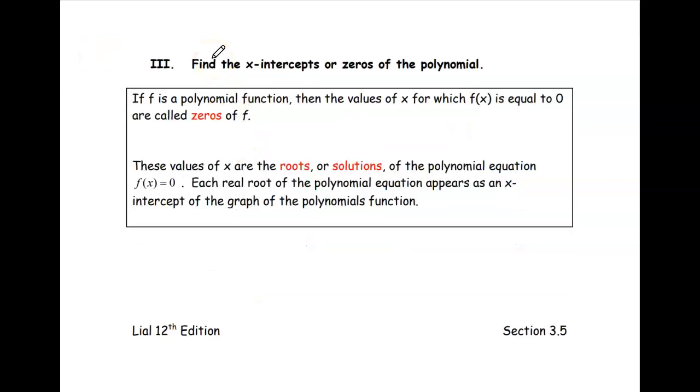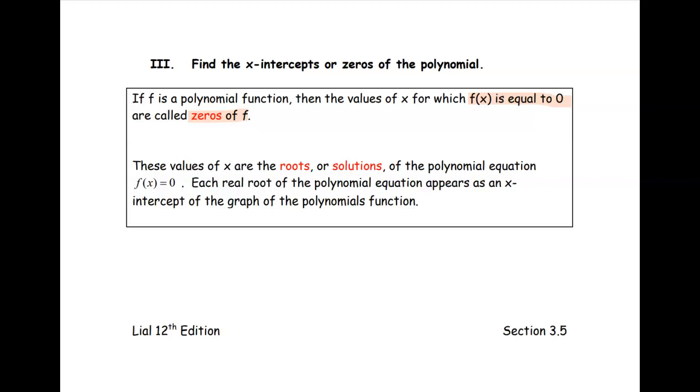The next step in graphing a polynomial function is to identify the x-intercepts or zeros of the polynomial. You can do this by setting f of x equal to 0 and then solving for x. Those values of x are called the zeros of the function. They're actually the x-intercepts of the polynomial.